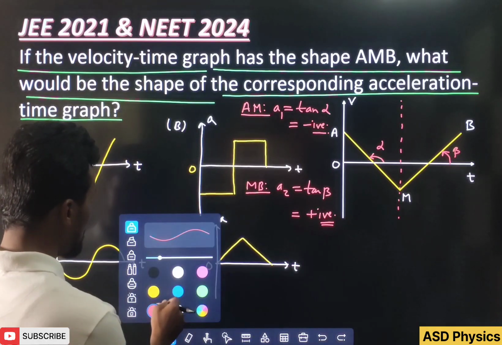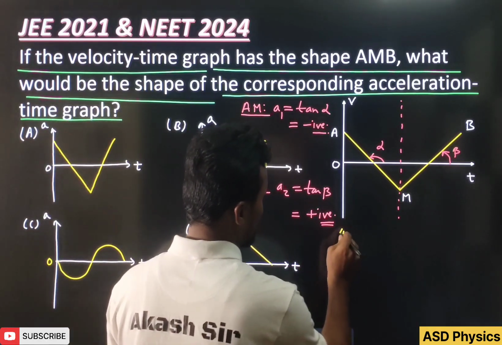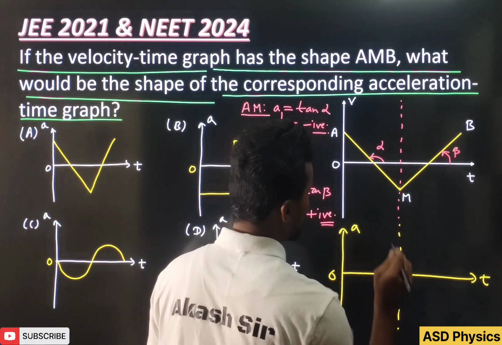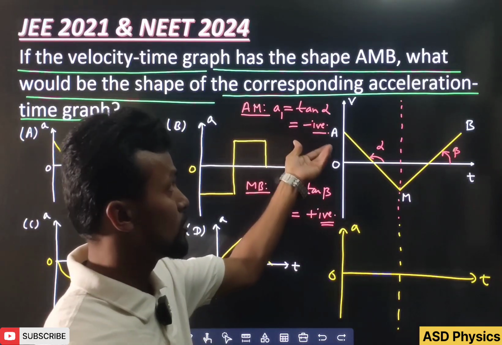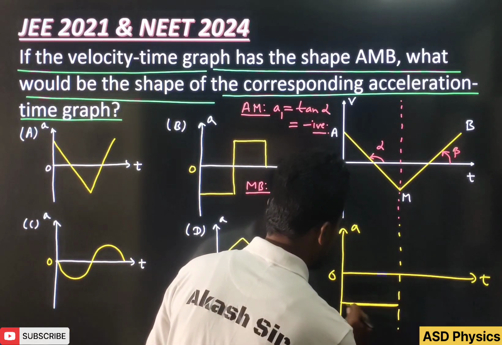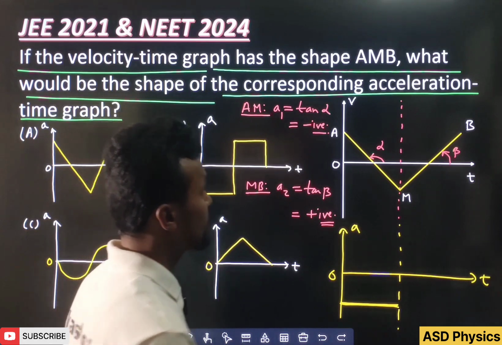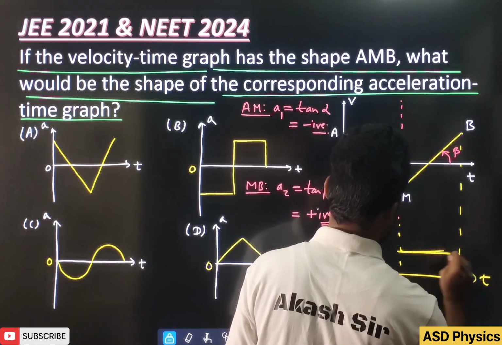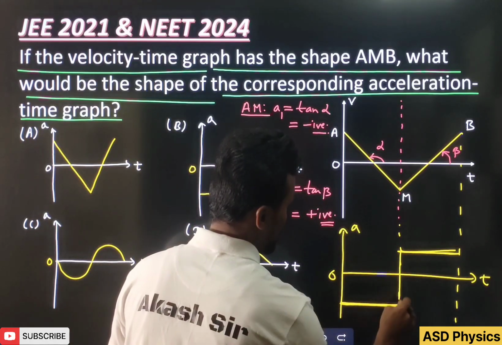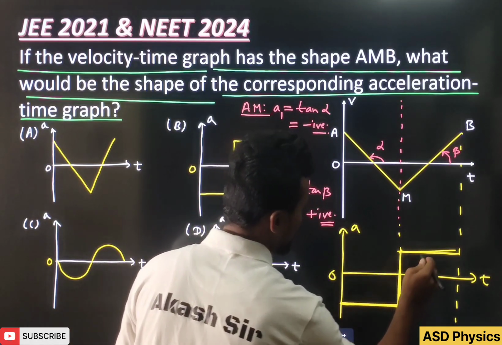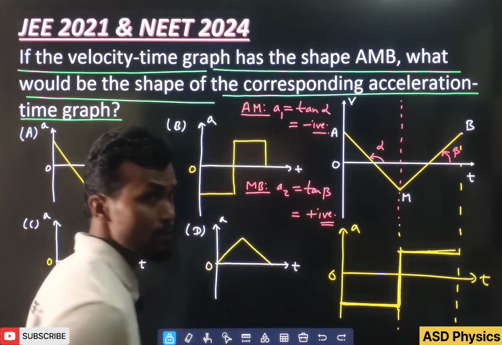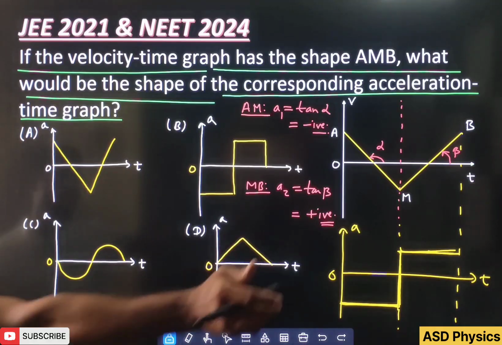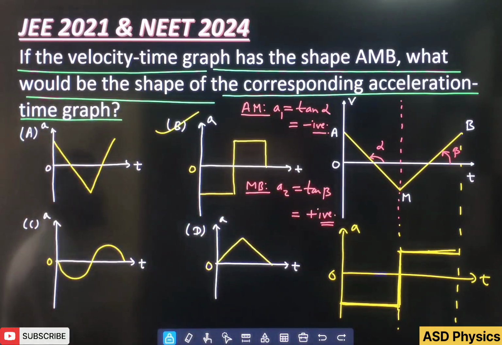So in this situation, students, if I draw the graph here, this is acceleration, this is time. A to M: uniform acceleration but negative, that means negative, like this. Similarly, M to B: uniform acceleration but positive, like this. Practically a vertical line is not possible, but ideally we can draw this vertical line here. So which graph is similar to this graph? If you check the options, the correct option is option B.